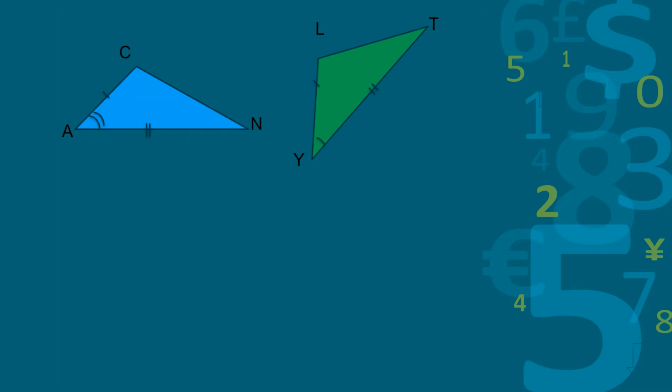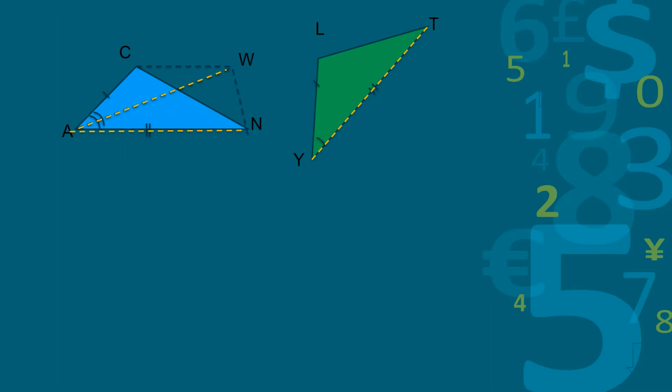To prove that, we need to construct AW such that AW is congruent to AN and congruent to YT. So AW is between AC and AN. So we have here angle CAW, which is now congruent to angle LYT. Consequently, we have here triangle CAW and triangle WAN.